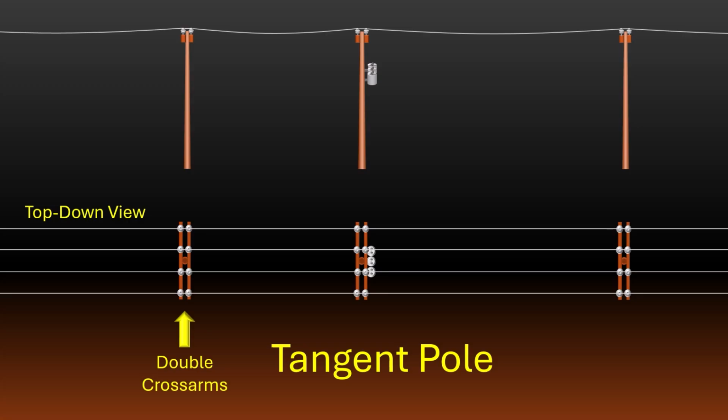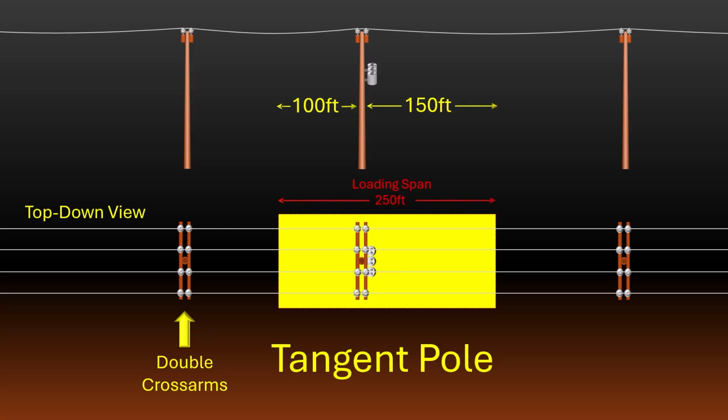So if we have a 200-foot span on the left and a 300-foot span on the right, our loading span would include 100 feet of the span on the left and 150 feet of the span on the right. Our loading span would then be this 250-foot length of 4 conductors. If we assume the conductor size to be 336 ACSR with a weight of about 439 pounds per 1,000 feet, our conductor weight would be exactly that, 439 pounds, since our loading span is 250 feet with 4 conductors.